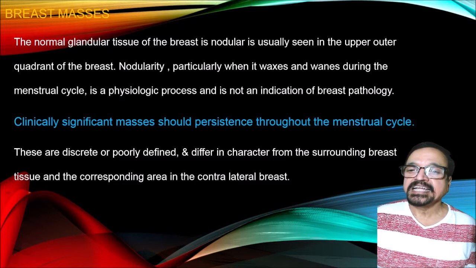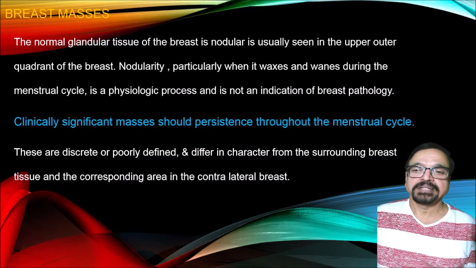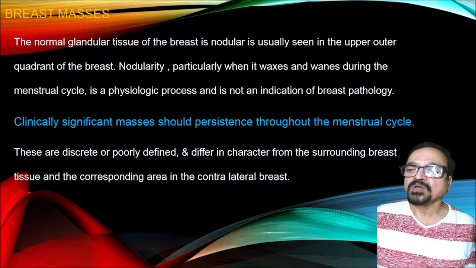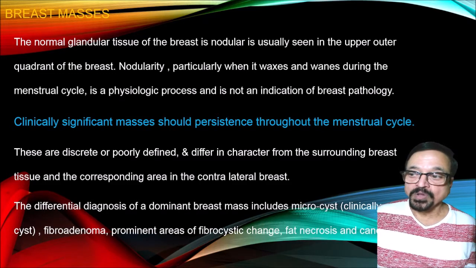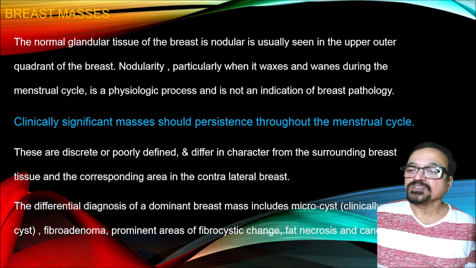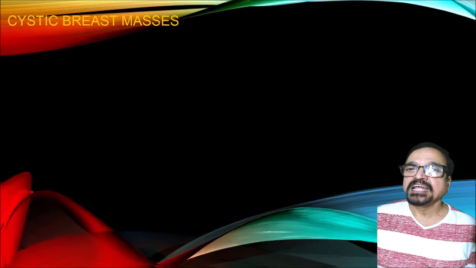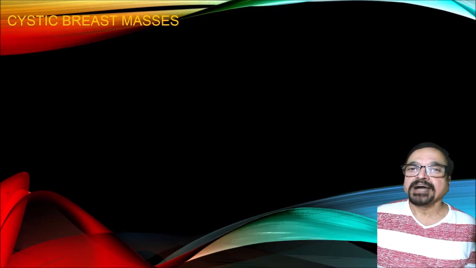These are discrete or poorly defined and differ in character from the surrounding breast tissues and the corresponding area in the contralateral breast. The differential diagnosis of a dominant breast mass includes microcyst, that is clinically evident cyst, then fibroadenomas, prominent areas of fibrocystic changes, fat necrosis and cancers. So these are the detailed evaluation points under which a mass should be seen.